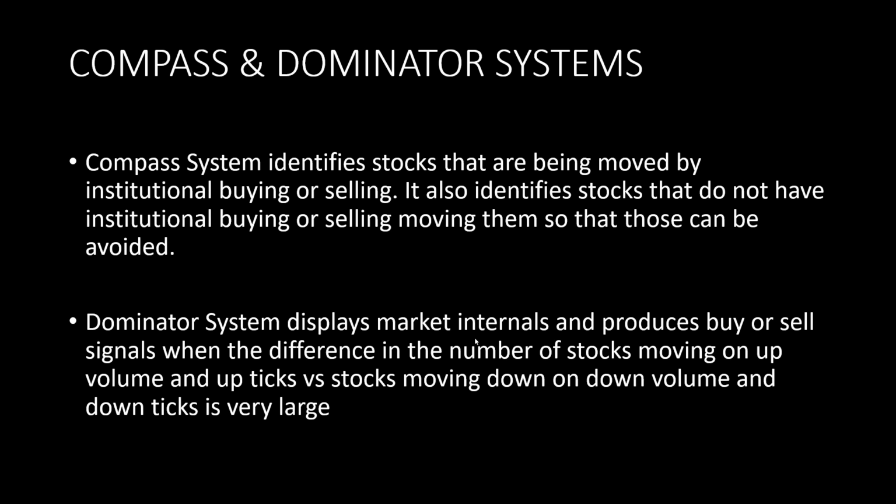And the Dominator system displays market internals and produces buy or sell signals when the difference in the number of stocks moving up on up volume and upticks versus the stocks moving down on down volume and downticks is very large. So if you have 700 stocks moving up on up volume and upticks and 100 stocks moving down on down volume and downticks, you've got a big disparity to the buy side. You're going to get a buy signal on the Dominator system. So these are the two systems that we use to get us in the right direction. We're running scanners and we're looking for specific stocks, but we're looking for them to line up on both of these systems.